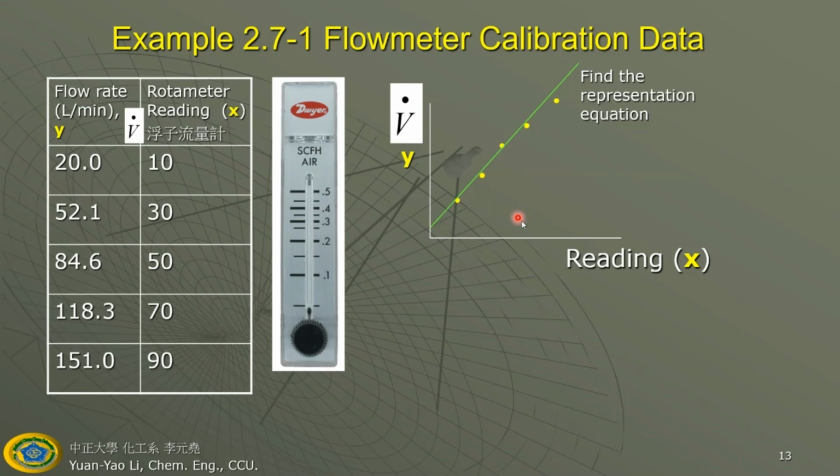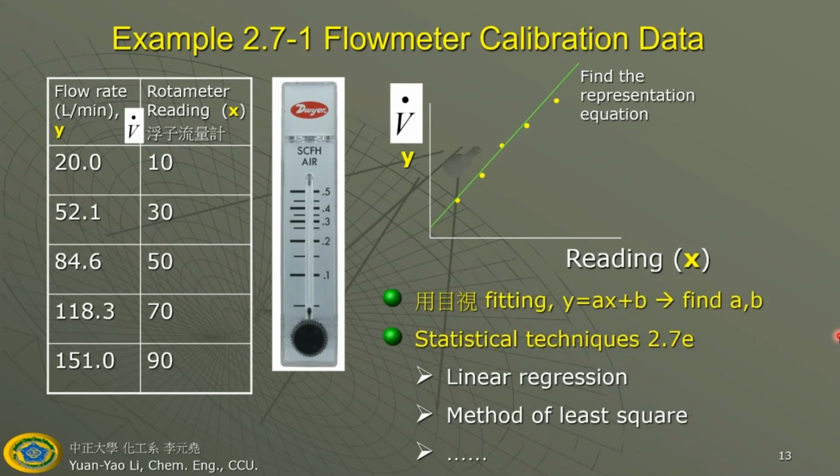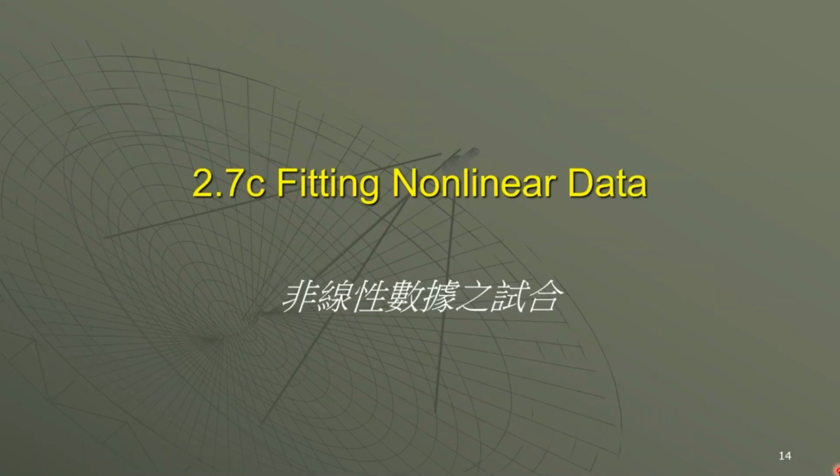right? Okay, so how are you going to find this plot? How are you going to find this? Well, you can say, well, I have 2 points. I do the plot, or I just draw by my intuition. Intuition means as you like, right? Or you can use statistical techniques like linear regression, method of least squares, something like this. Okay, so this is the one.